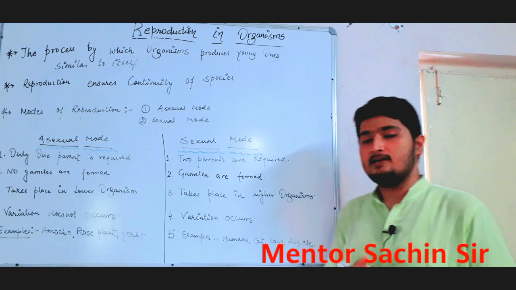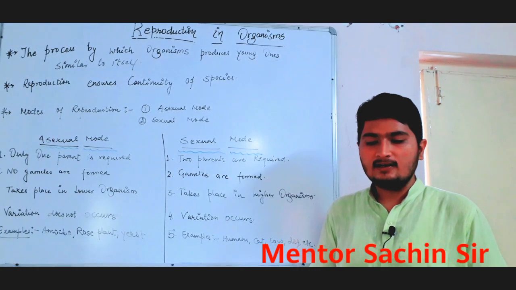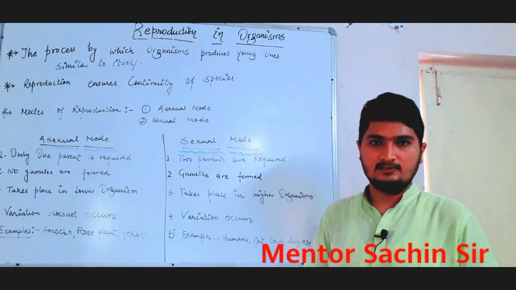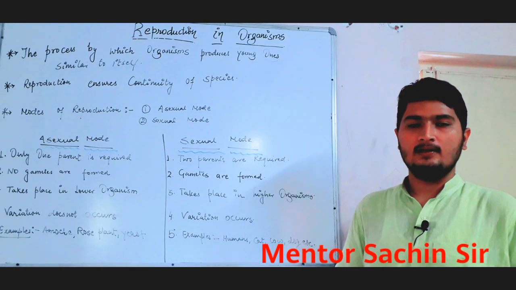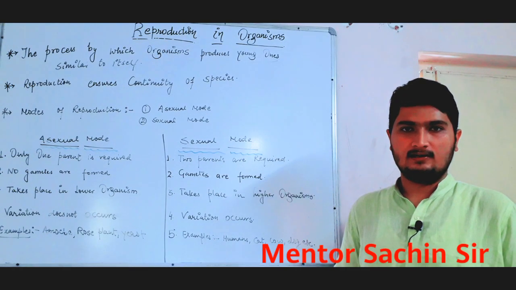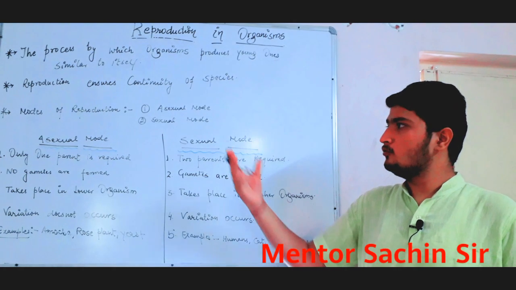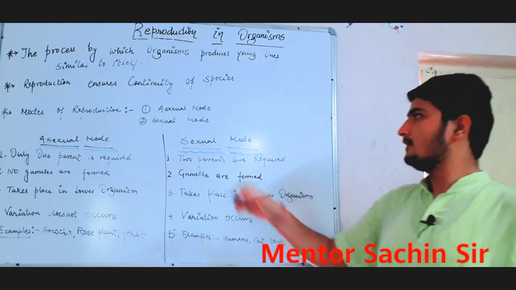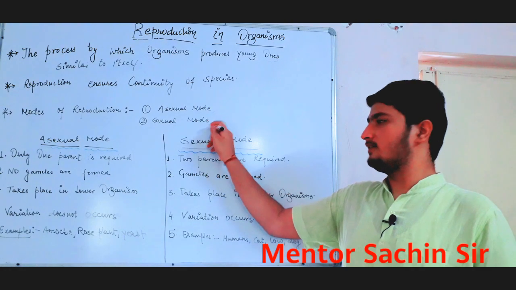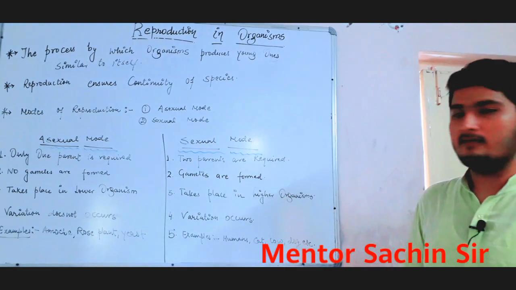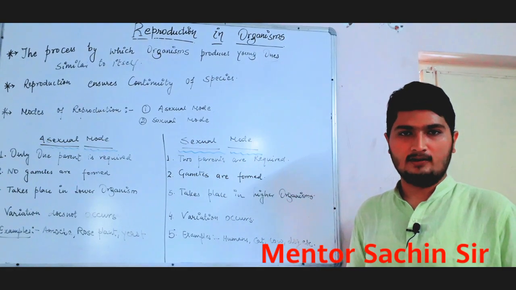And how does reproduction take place? So there are basically two modes of reproduction that you have studied earlier in classes like 8th class. So there are two modes of reproduction. First is the asexual mode and second is the sexual mode. What is the difference between the asexual and sexual modes of reproduction?